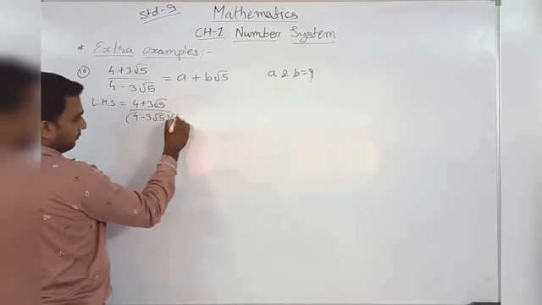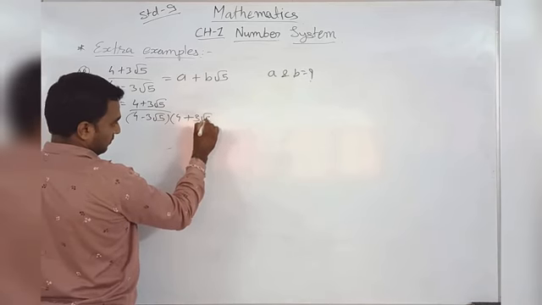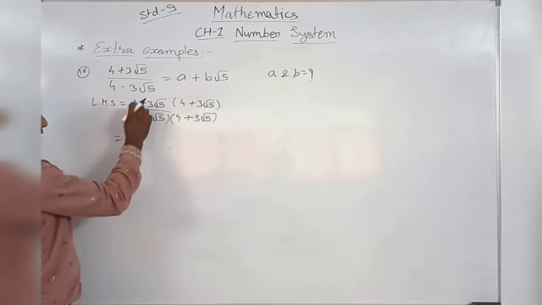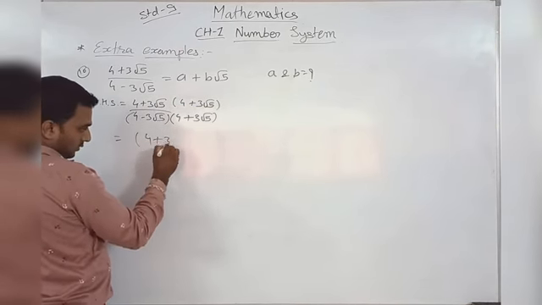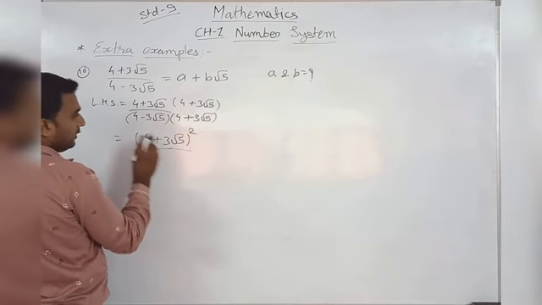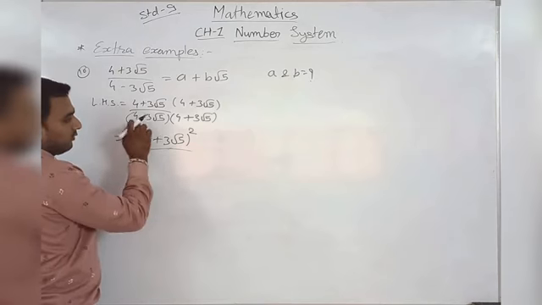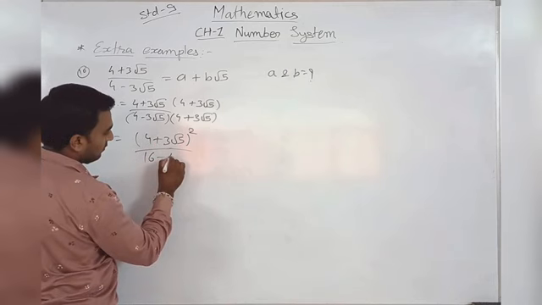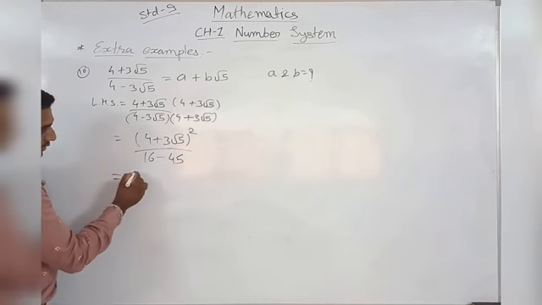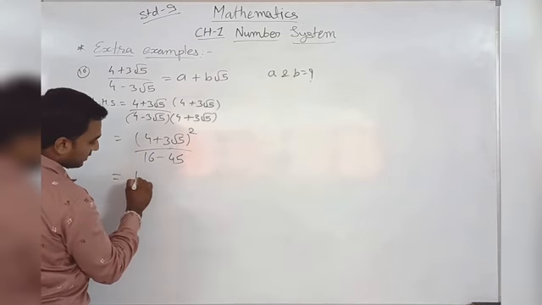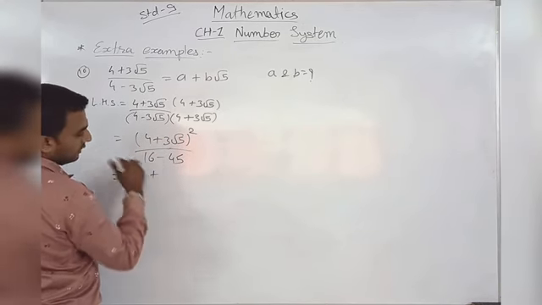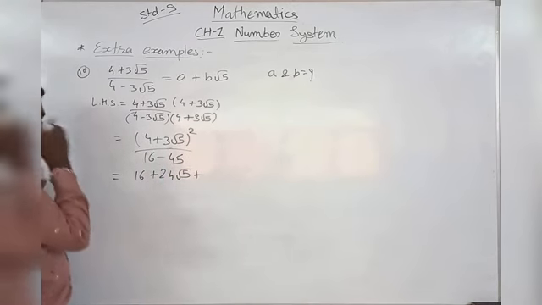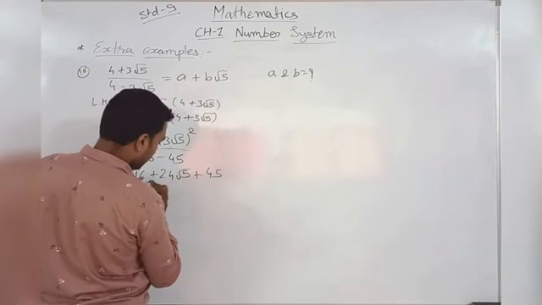We need to multiply with the plus term. So here both terms are the same, so we can write it as a whole square. In the denominator, what is the value? 4 square is 16, minus 3 square, that is 9, 9 fives are 45. So the numerator is (4 plus 3 root 5) square, that is 16 plus 2 times 4 times 3, that is 24 root 5, plus (3 root 5) whole square, that is 45. In the denominator 16 minus 45.